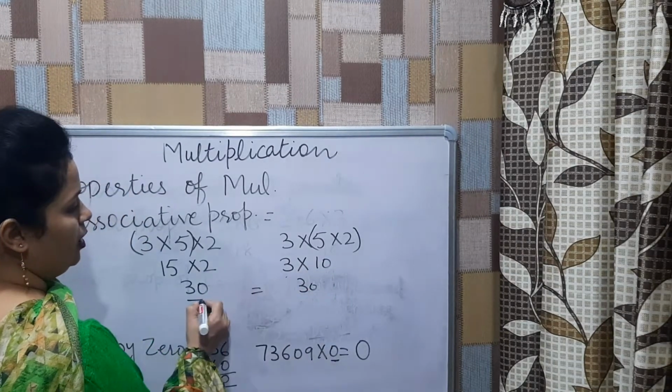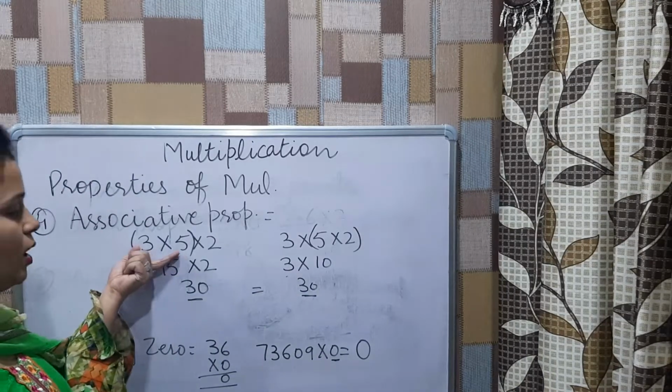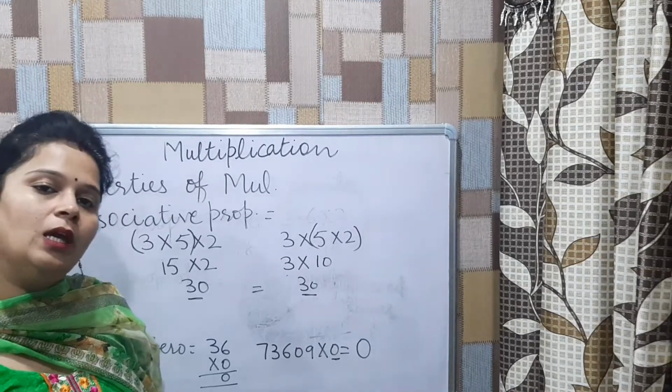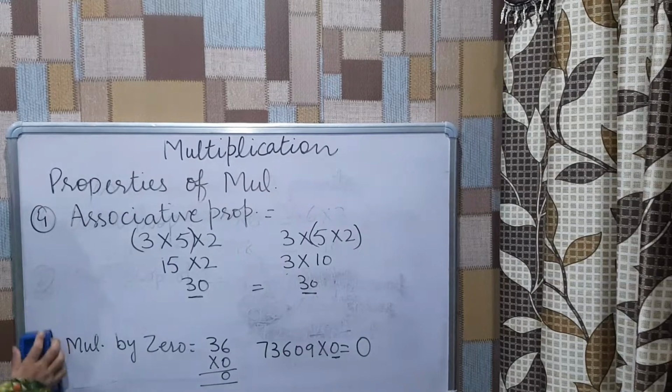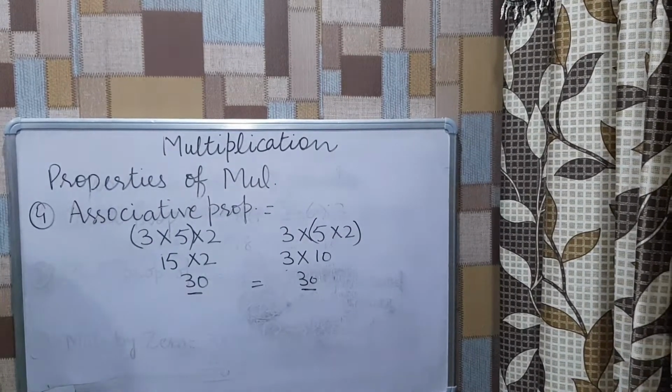Here you can see 30 is equal to 30. It means if you change the group of the numbers, the result will always be the same. There is no change in the result. Next is the distributive property of multiplication over addition.